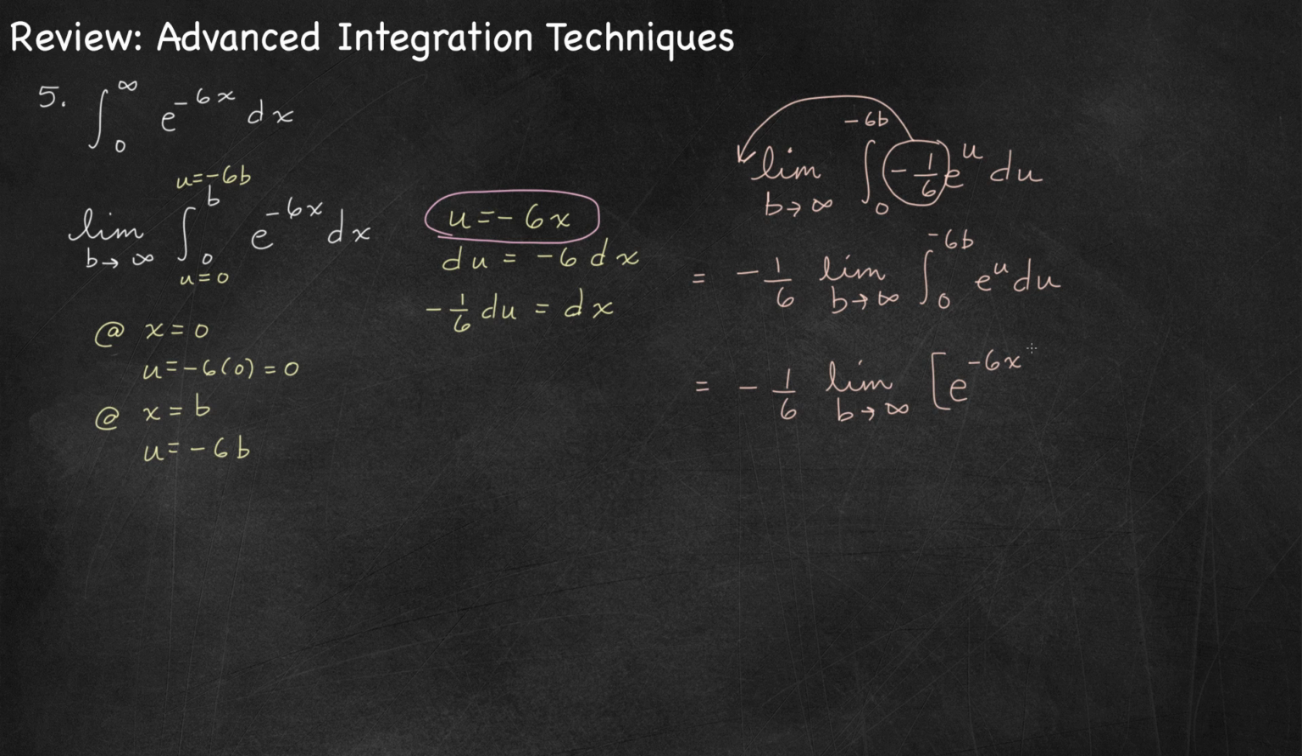And because I did that, I don't have to use my u bounds. I can go back to using my x bounds, which are a little cleaner. And it actually is going to end up being the same thing, because here when we sub in b, we get e to the negative 6b. But up here, if I left it in terms of u, when we sub in negative 6b for u, we get exactly the same thing, e to the negative 6b.